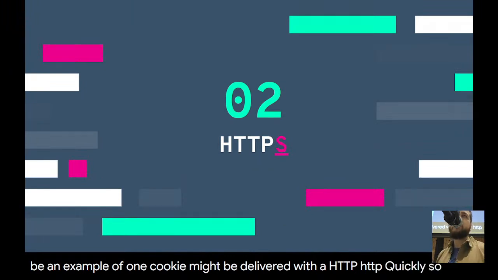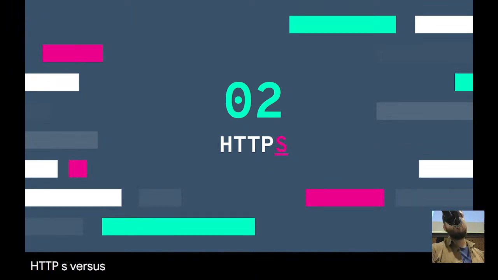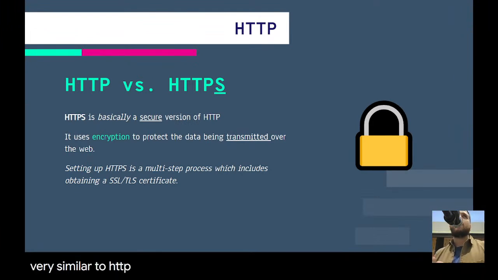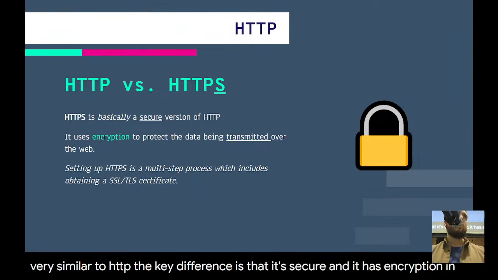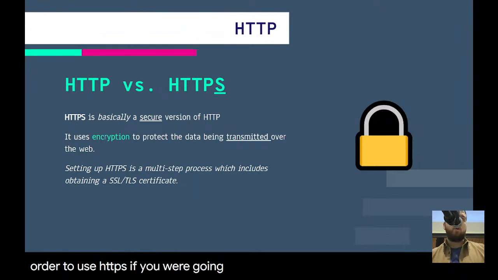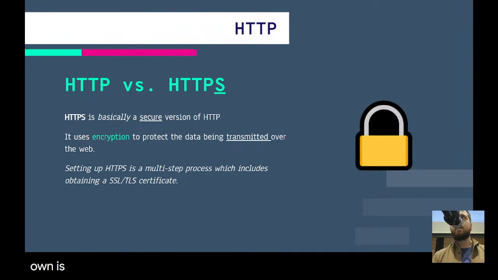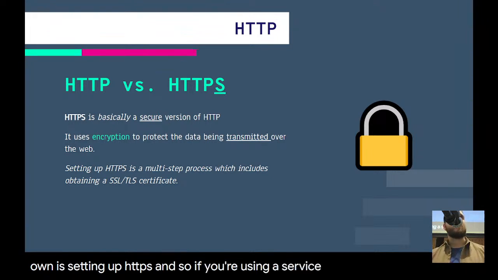We'll touch on this one quickly. HTTPS versus HTTP, the difference between those two things. Essentially, HTTPS is very similar to HTTP. The key difference is that it's secure and it has encryption. In order to use HTTPS, if you were creating a website, there's a process to get it set up. I don't know the whole process verbatim, but one of the things you'll need is an SSL certificate. That's a whole other topic on its own, setting up HTTPS. If you're using services, sometimes they'll have that set up for you.